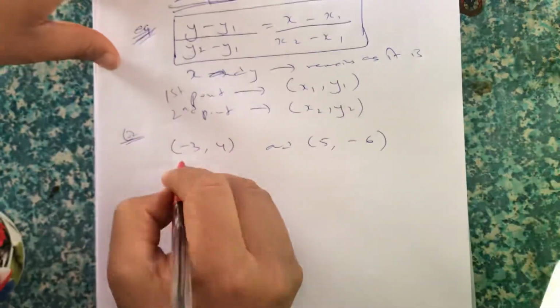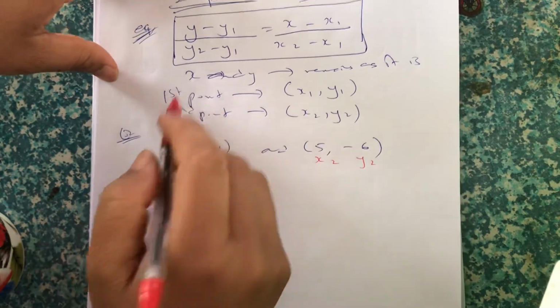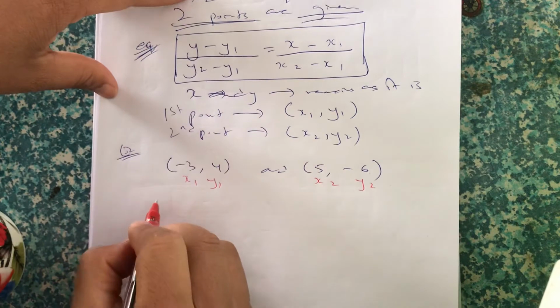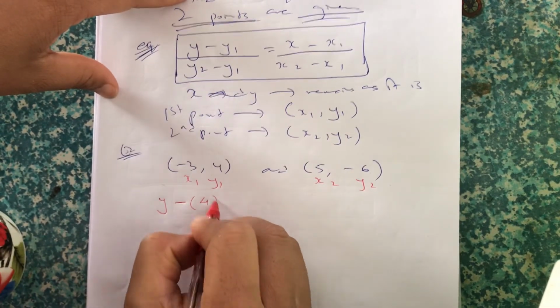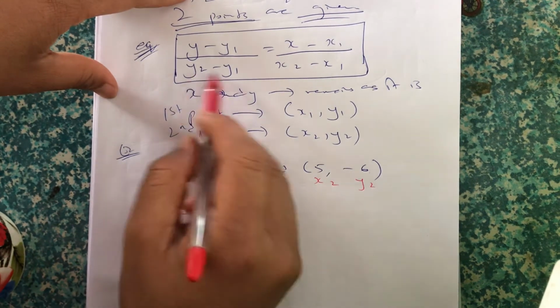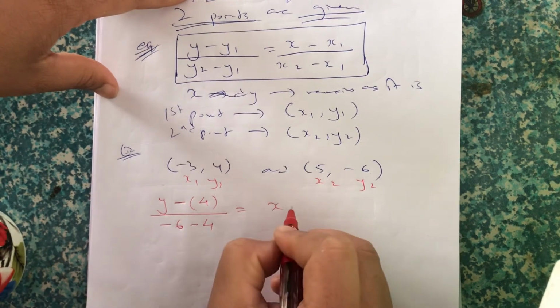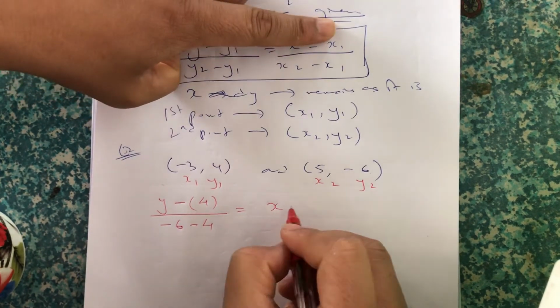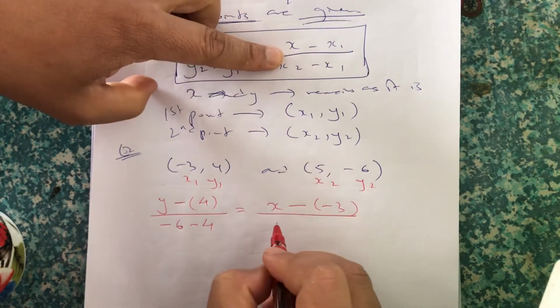Then I'll call this x1, y1. I'll call this x2, y2. Then the formula is this one. So y remains y. The formula is y minus y1, and y1 becomes 4. If you want, you don't have to put it inside a bracket. And y2 minus y1 is equal to x minus x1 over x2 minus x1.